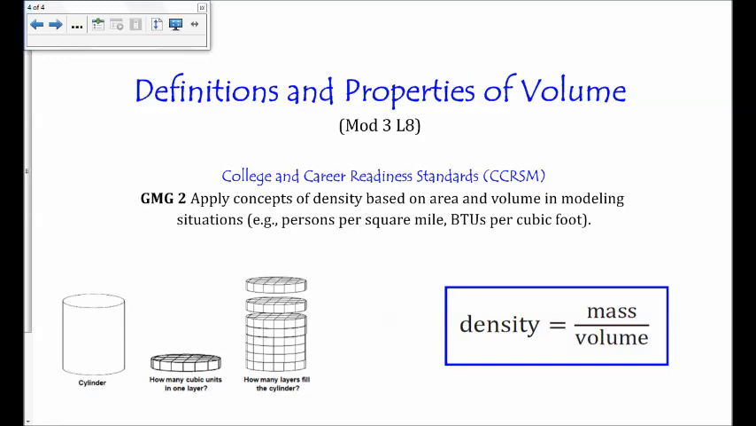This lesson is about volume and density and the definition of volume, which is the number of 1 unit by 1 unit by 1 unit cubes that fill a three-dimensional object, and some properties of volume.